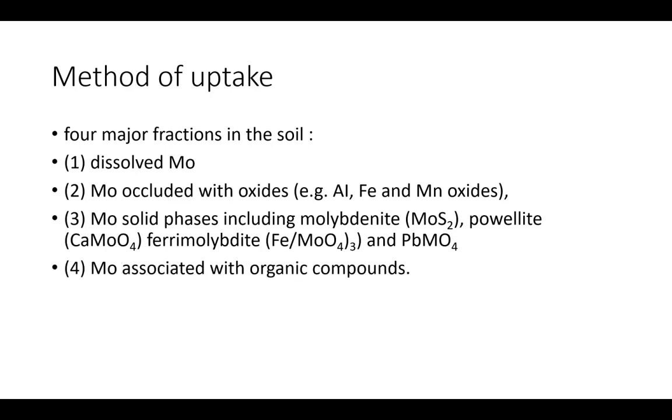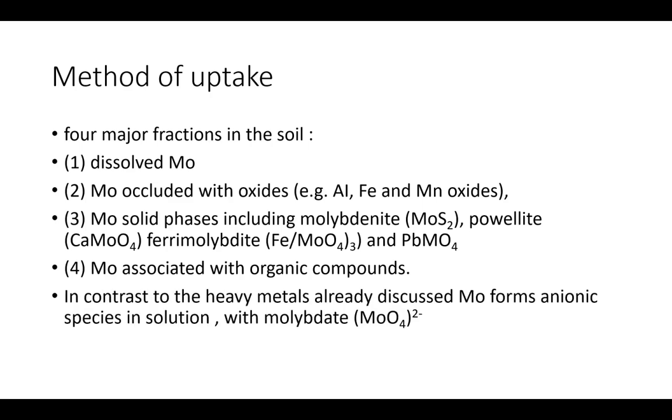Molybdenum can also be associated with organic compounds. In contrast to heavy metals, molybdenum forms anionic species in solution as a molybdate. Most other metals that form solutions are going to form cationic species, where molybdenum forms anionic species. Then you've got a molybdate.